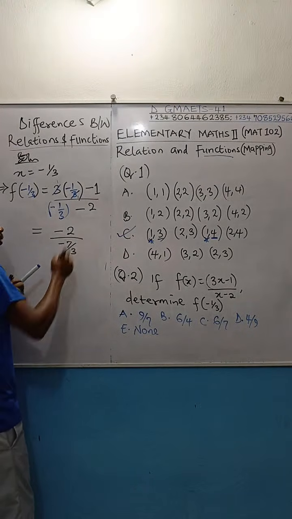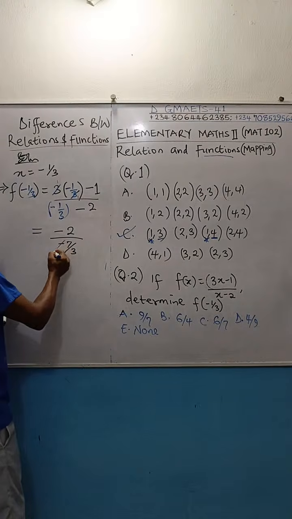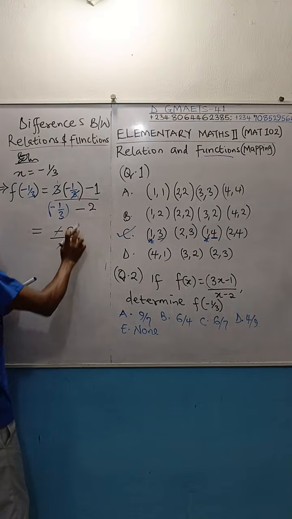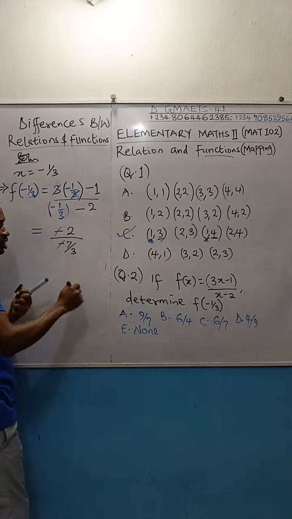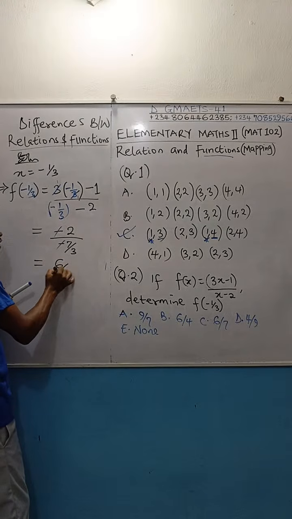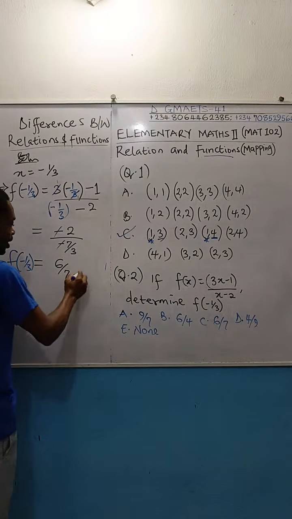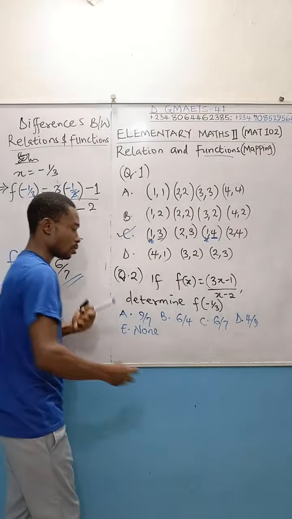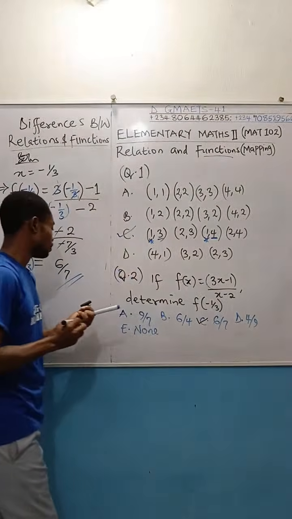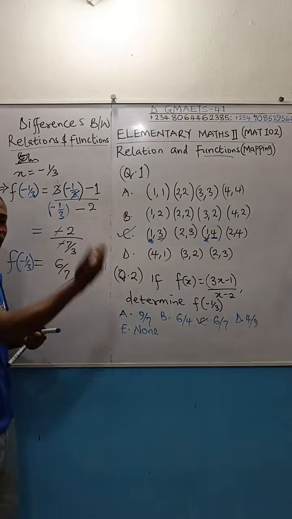This 3 will go up. The negatives will cancel out. And if the 3 goes up, it will multiply this. That's division of fraction. And then you have 6 all over 7. That's the value of f of minus 1 over 3. And clearly you see that from here, the correct option is option what? C.